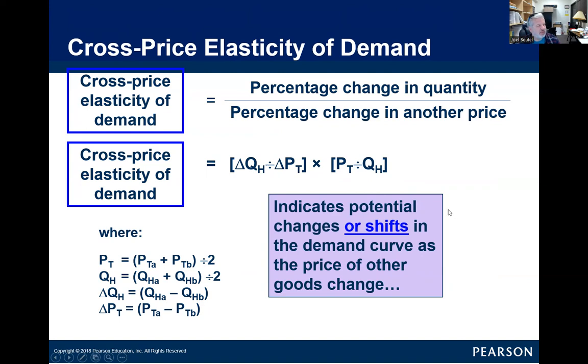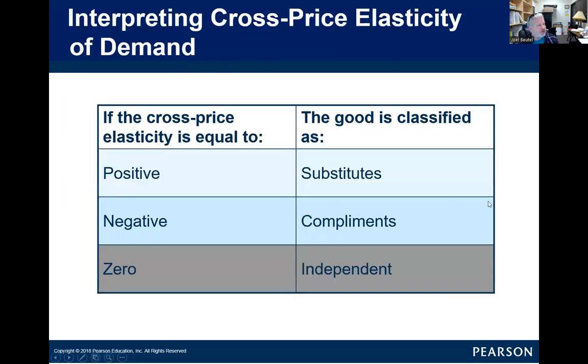And this is going to indicate, once again, a change or a shift in the demand curve as well, right? So income elasticity changes and shifts the curve. So does cross-price elasticity. And if the cross-price elasticity is positive, the goods are substitutes. If it's negative, they're complements. And if it's 0, there's no relationship between the goods. It's keeping it fairly simple there, folks.